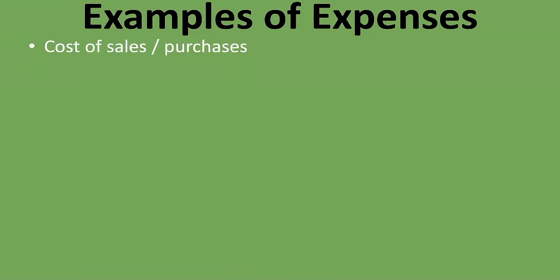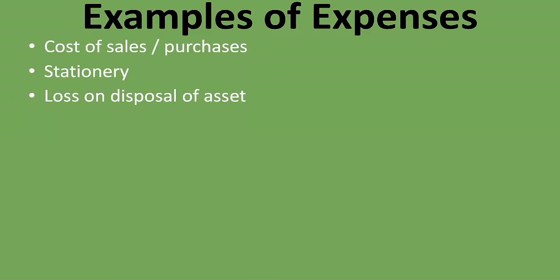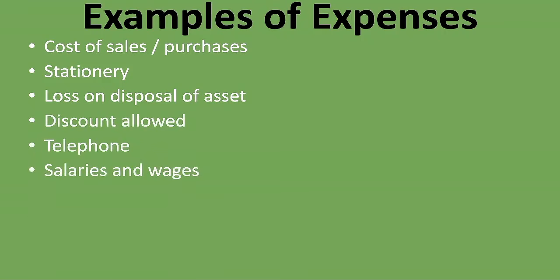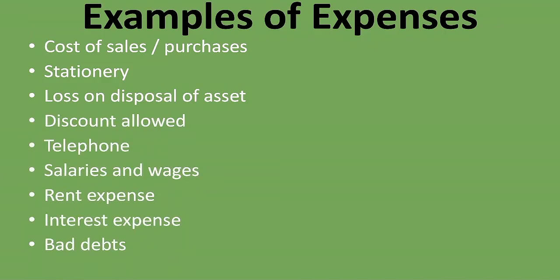Well, here they are. You've got cost of sales or purchases. You've got stationery, loss on disposal of asset, discount allowed, telephone, salaries and wages, rent expense, interest expense, bad debts, and insurance. Now, these expenses that are listed here are not exhaustive. There are more expenses than this. We're just showing a few examples.